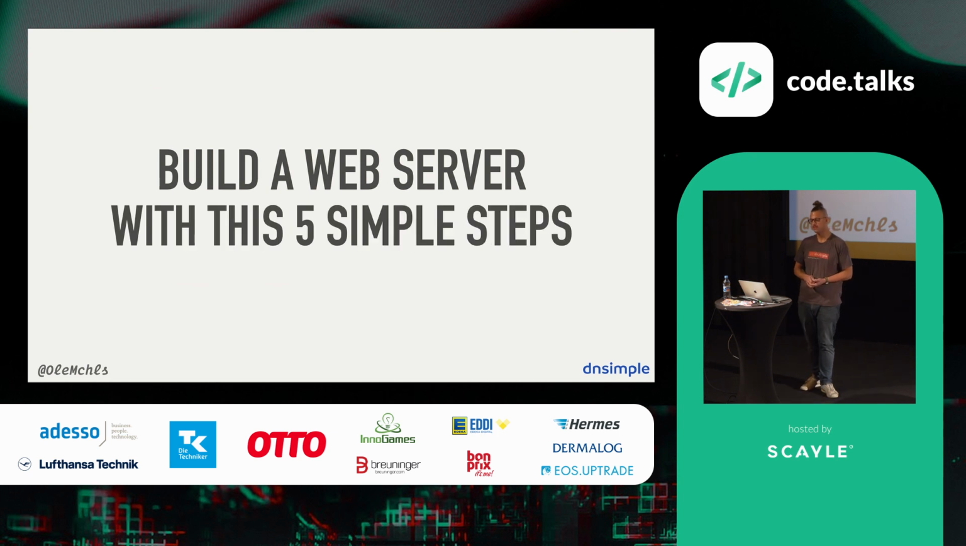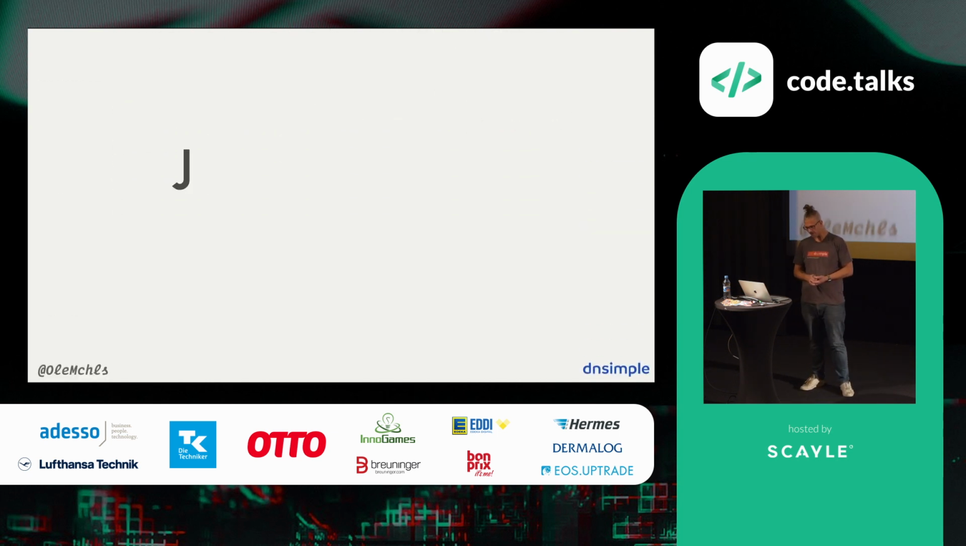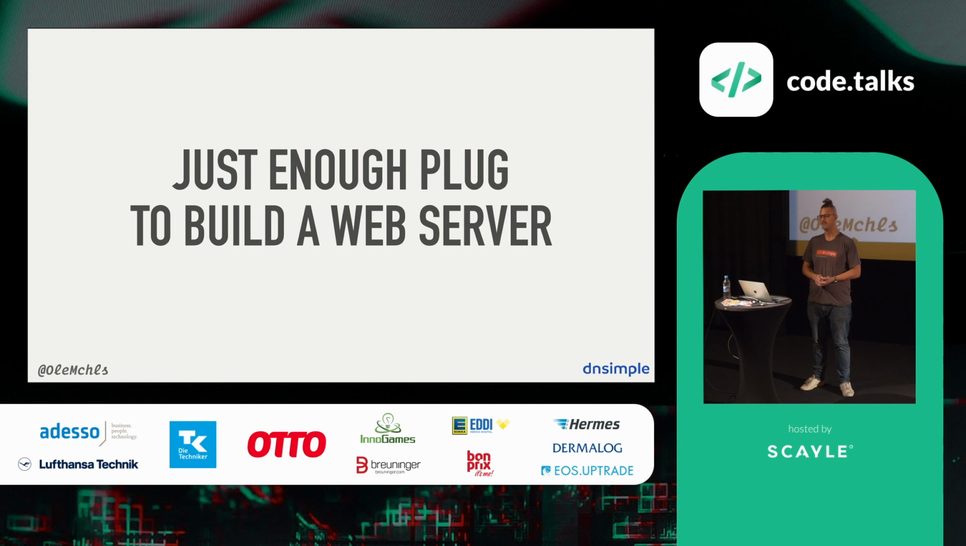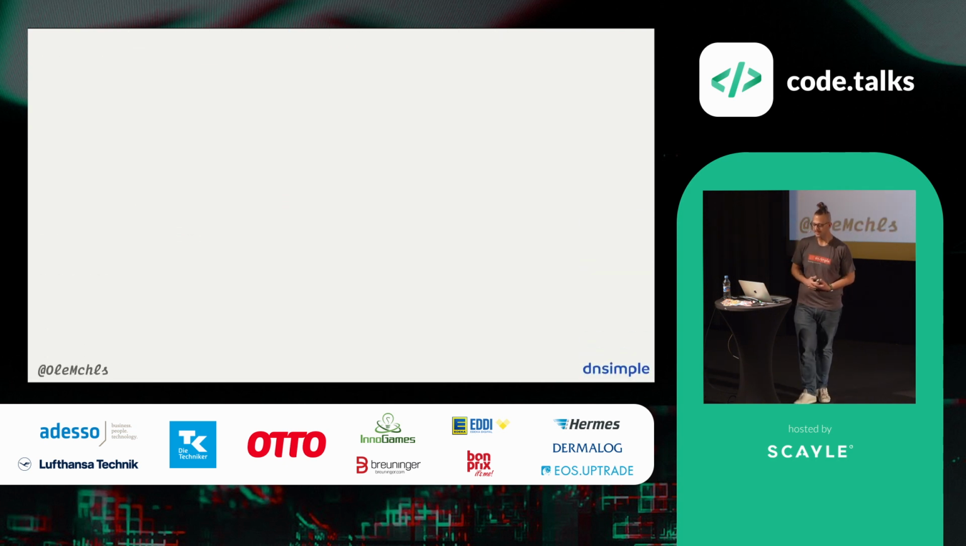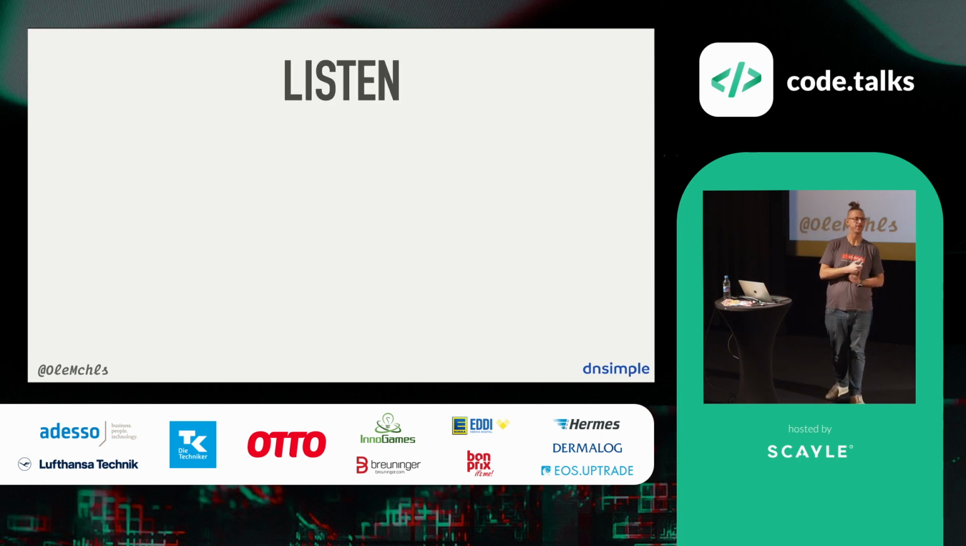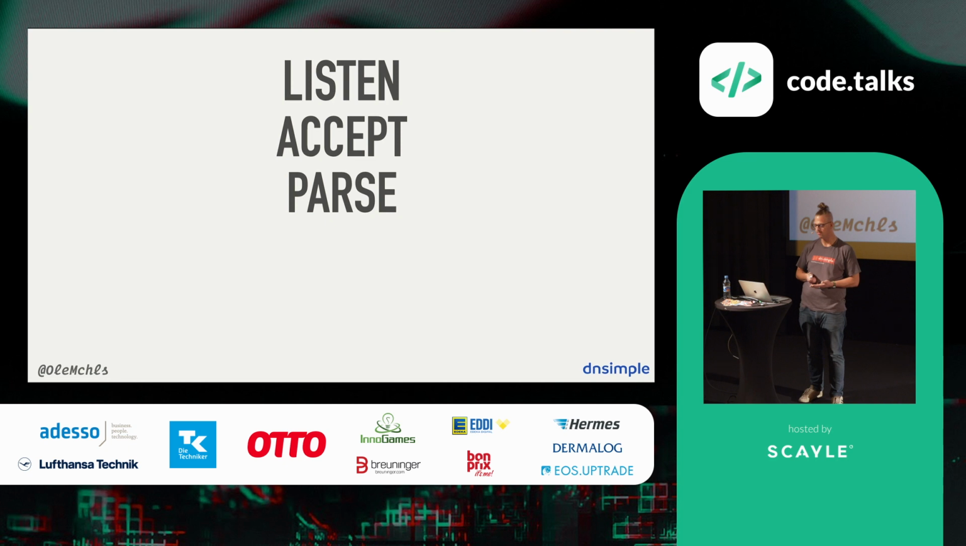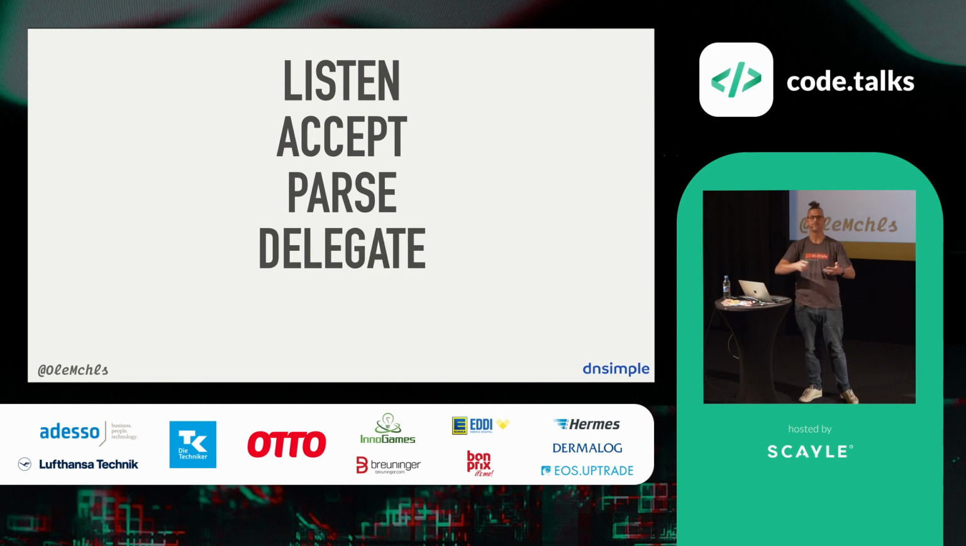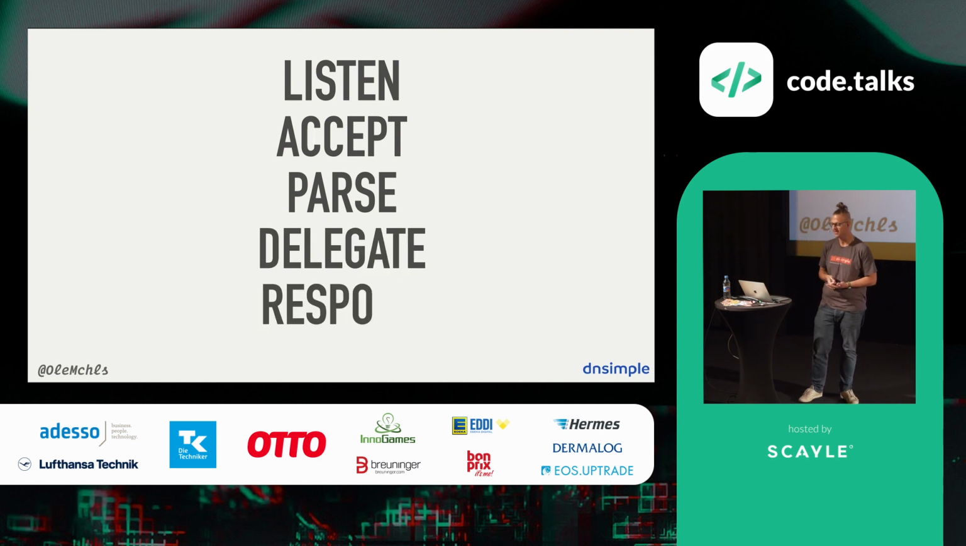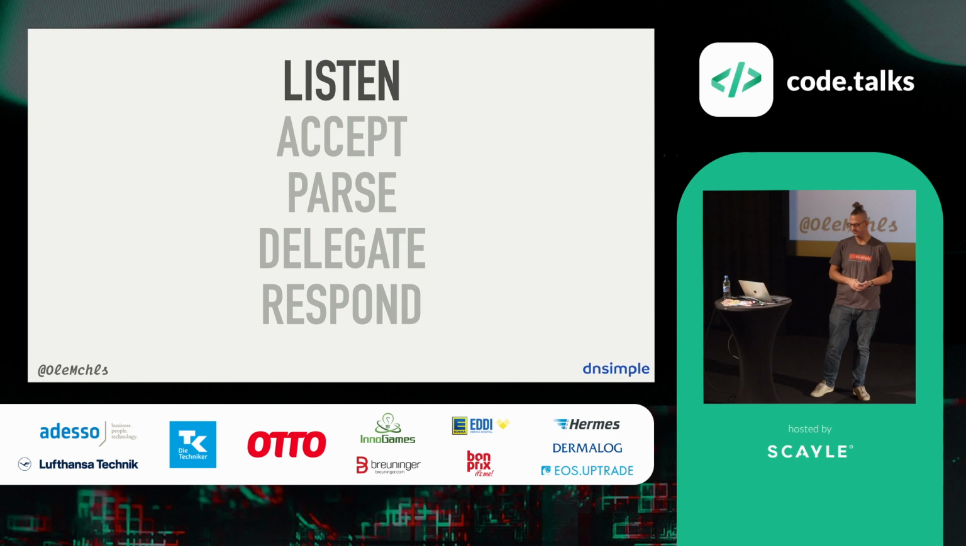So let's talk about the interesting bit of really building a web server. So let's talk about the build step. The 5 simple steps to build your own web server are: you need to listen to incoming TCP requests. You need to accept those requests. You need to parse the actual request from the line. You need to delegate it to something that can make sense of this request. And you need to respond to that request. So let's revisit all of those 5 steps here.